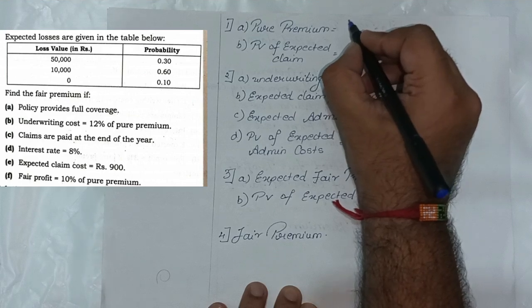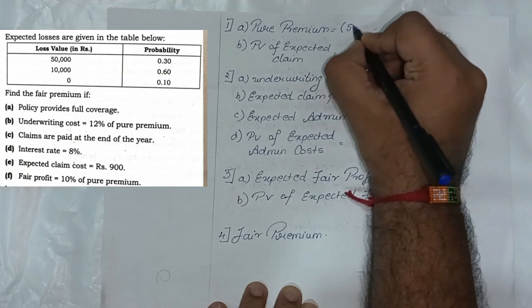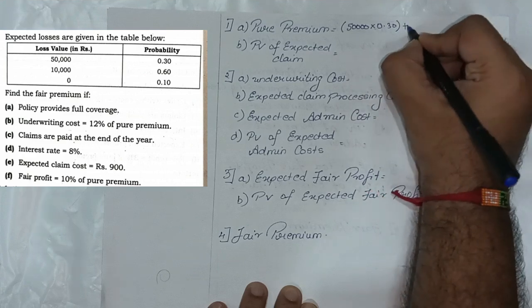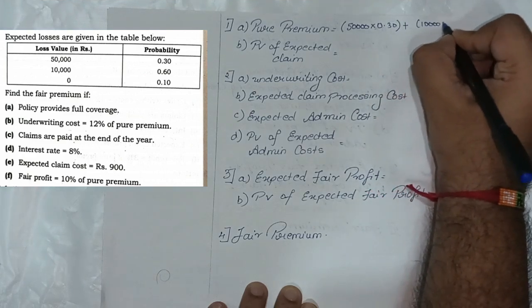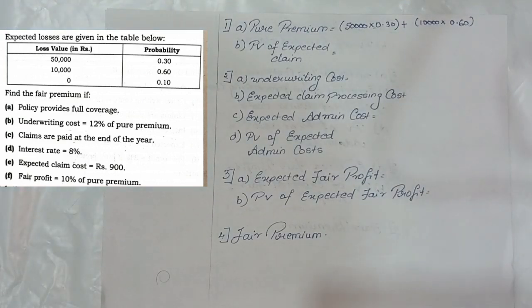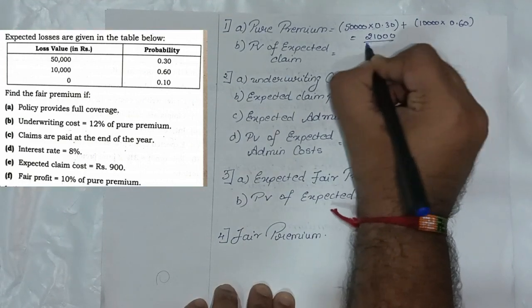First we need to find the sum of all the losses, along with their probability. So 50,000 into 0.30 plus 10,000 into 0.60. Let us start with the multiplication part. 50,000 into 0.3 comes to 15,000, and 10,000 into 0.6 comes to 6,000. So 15 plus 6 is 21,000. So our pure premium for the entire sum is 21,000.